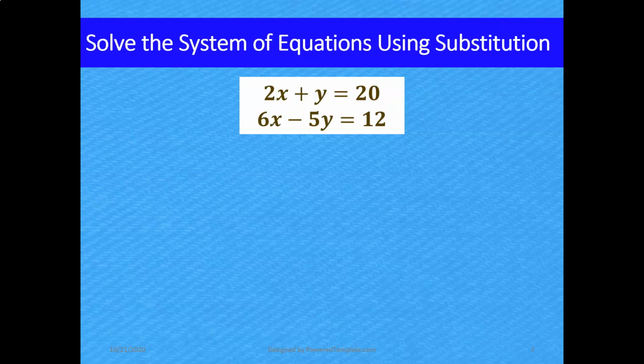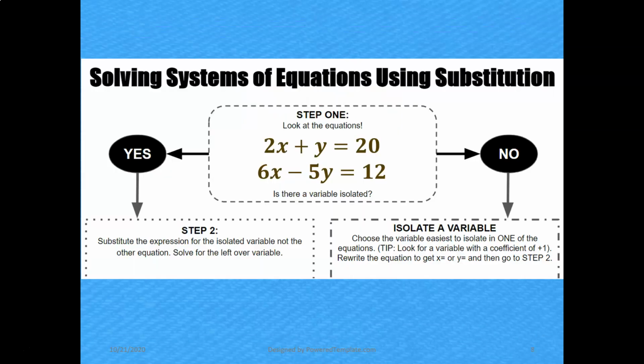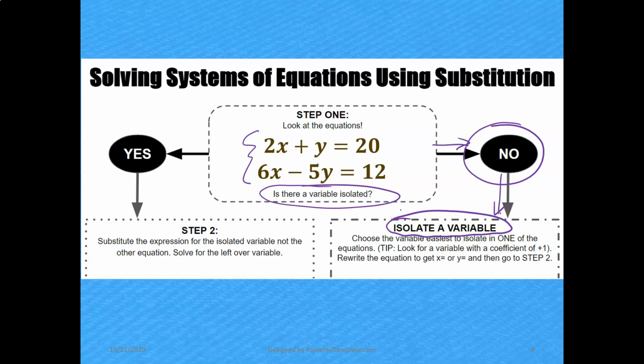So once again, I'm going to go to the next slide. Here's my system. Step 1, look at it. In this case, when I ask myself if a variable is by itself, it is not. So I need to go to the right. If there's not a variable by itself, then my first step is in fact to isolate a variable.